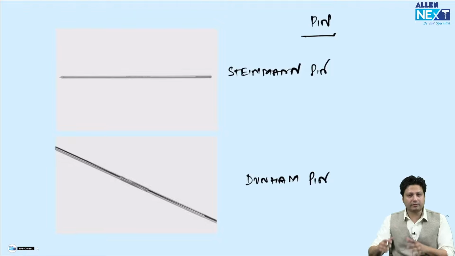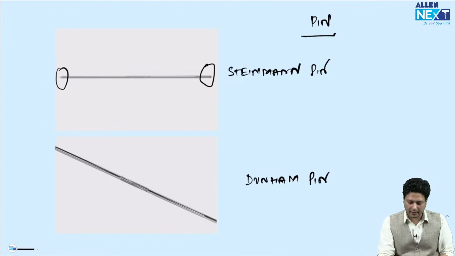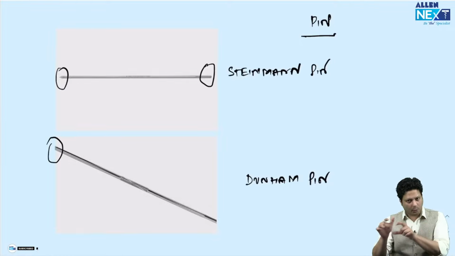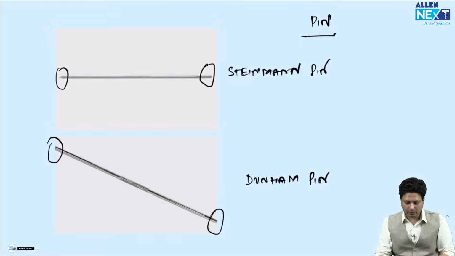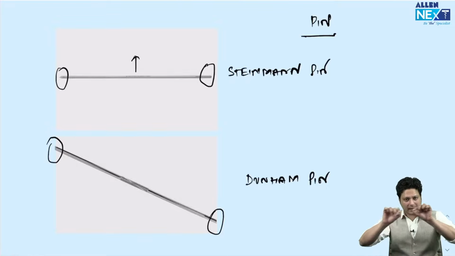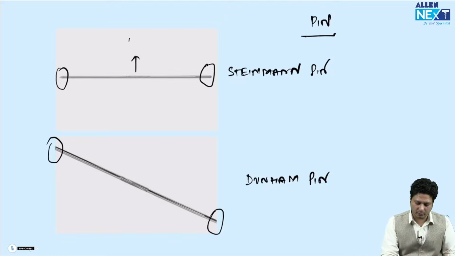Now, what is the difference between these two? Now, point number one, what are the similarities? The similarities, obviously, one end has to be pointed, the other end is where the drill is connected. Similarly, in this case also, one end is the pointed end and the other end is the drilled end. But what is the difference between the two? The entire surface of the pin in a Steinmann pin is smooth. So it's a smooth pin.